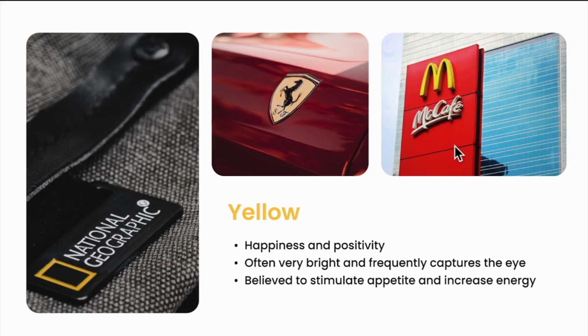Yellow, happiness and positivity. And it's often very bright and frequently captures the eye. And it's meant to improve self-esteem. And like the color red, it also is believed to stimulate appetite and increase energy. We have things like National Geographic. Ferrari has a lot of yellow in their symbol. And once again, McDonald's, the main arcs and the M are yellow.